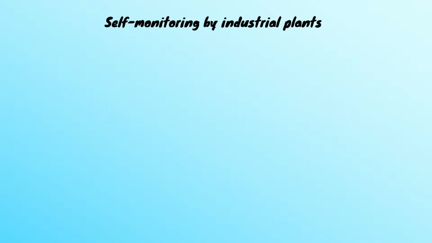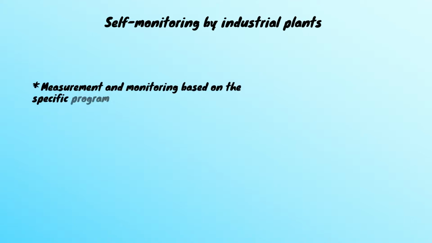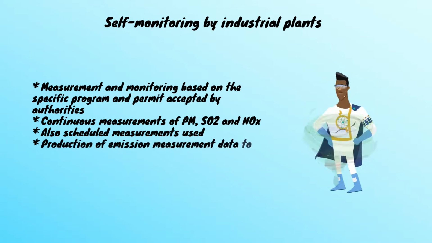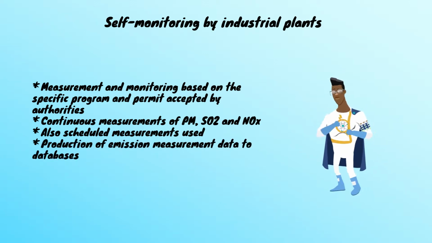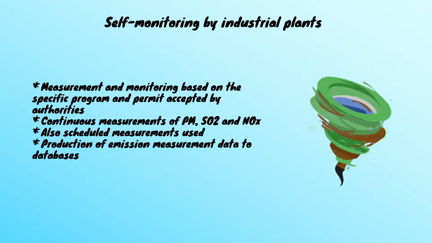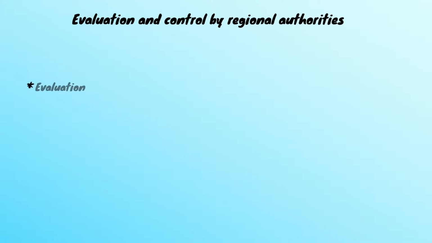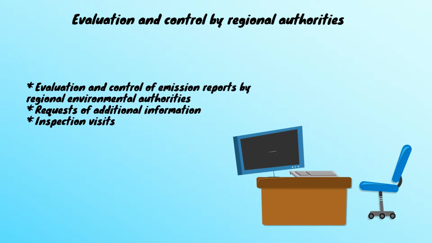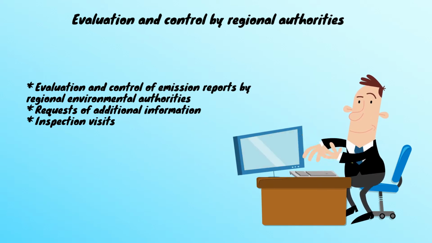The monitoring of emissions is based on the self-monitoring by the industrial plants themselves. The monitoring follows the program and permit accepted by local authorities. Particulate matter, sulfur dioxide and nitrogen oxides are measured continuously. The evaluation and control of emission reports takes place by regional environmental authorities. Eventually, additional information may be asked for, or even environmental inspectors may pay visits.